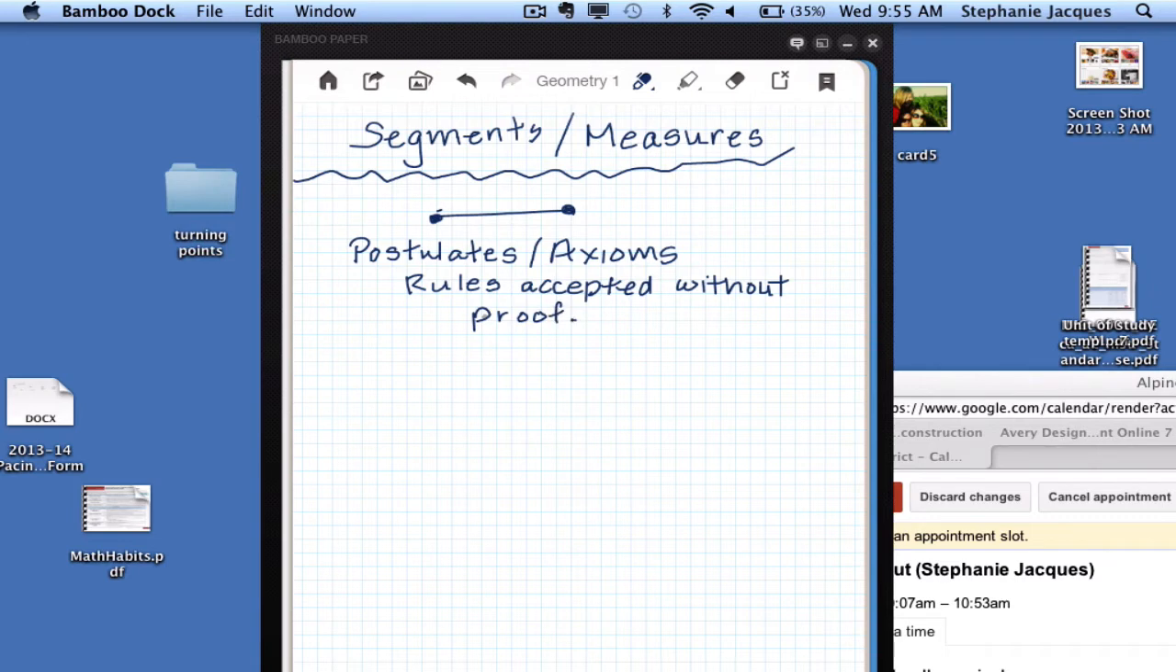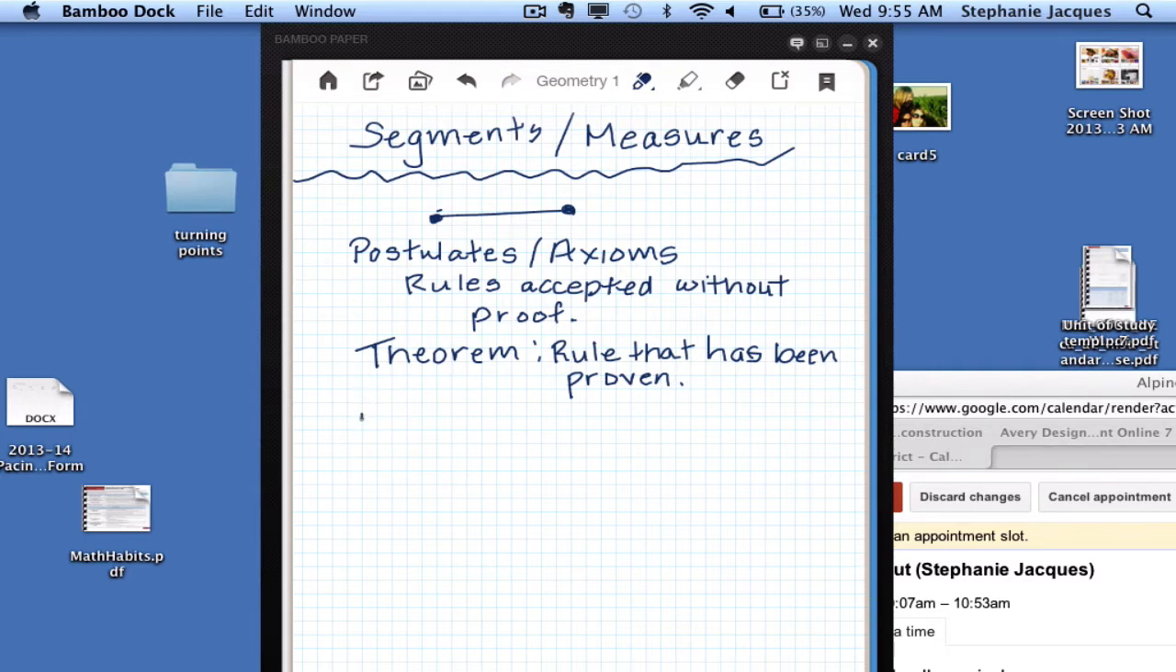There are also rules that have been proven, and those rules are called theorems. So a theorem is just a rule that has been proven. But today we are going to talk about predominantly postulates. So let's start with our first postulate that we're going to talk about.